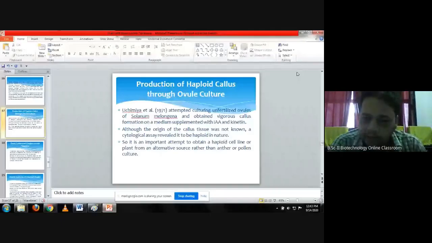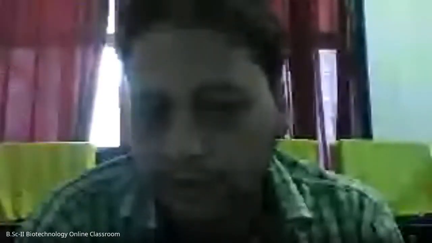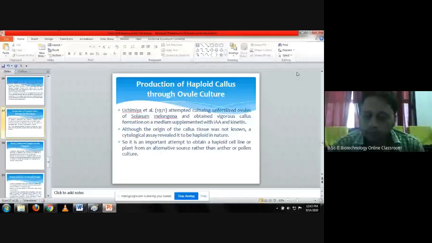Although the origin of the callus tissue was not known, a cytology assay revealed it to be haploid in nature. How will you do that? I have shown the photo of the cytological chromosome. In that, they take these callus cells and do staining for nucleic acid material and they observe under the microscope. So it reveals the nature, whether it is haploid or diploid. So by this we can obtain haploid cell line or plant from alternate sources rather than anther or pollen. Instead of using anther or pollen, you can use ovule culture.